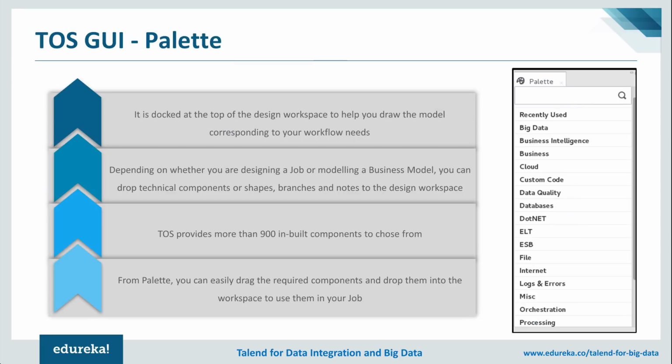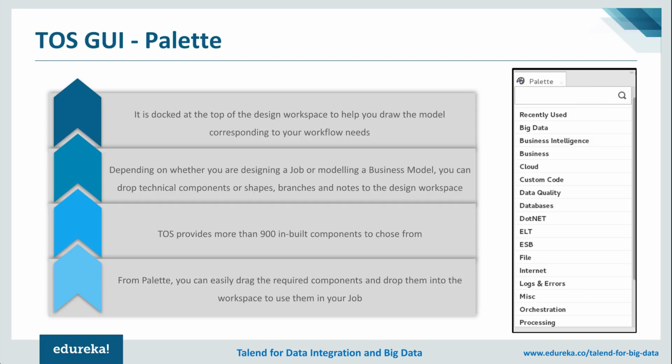So when you come to the palette, as I said, it is all about your component listing. It is docked at the top of the design workspace to help you draw the model corresponding to your workflow needs. Depending on what job you're doing and which business model you're applying, you can drag and drop all the technical components you want to build in. That is in your business models, whatever we saw previously, okay? So TOS provides 900 built-in components, and all of them are available in your palette.